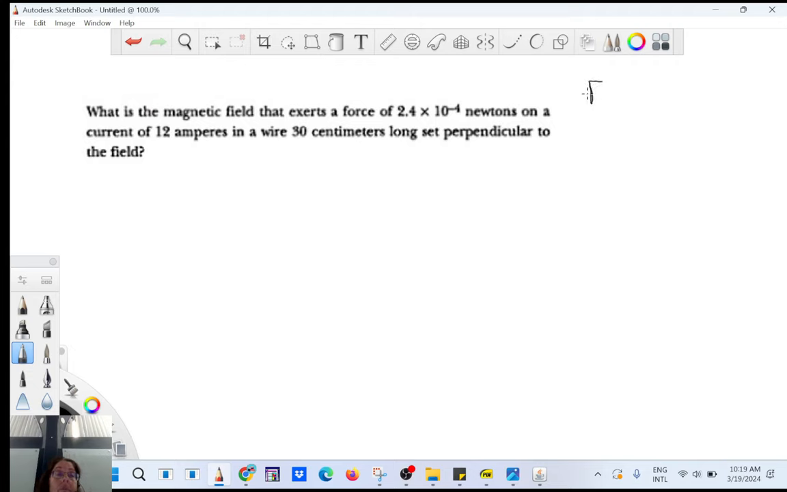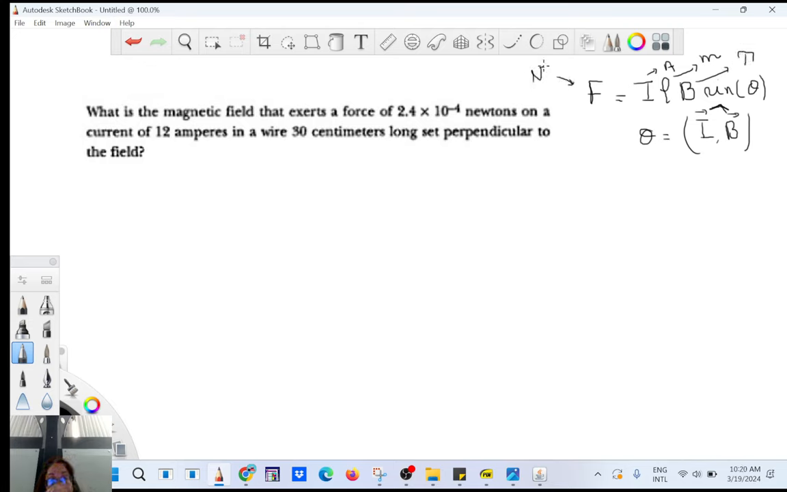So the magnetic force will be I, the current, times L, the segment inside the magnetic field, times the magnetic field B, times sine of the angle. The angle is between the current and B. It has a direction, so I'm going to make it a vector. The unit is Newton for the force, amps for the current, meters for the length, and Tesla for the field. So mathematically, you can say F equals I L cross B.